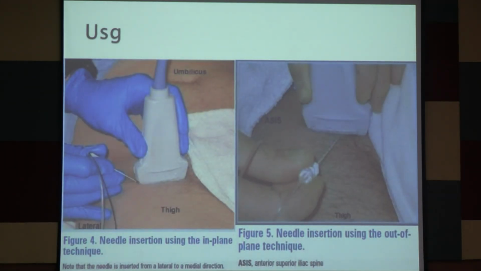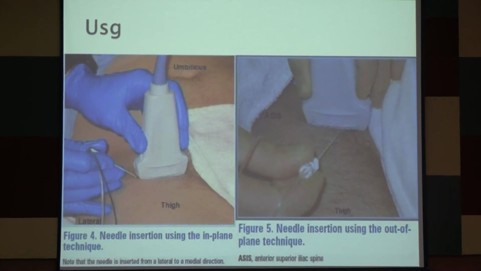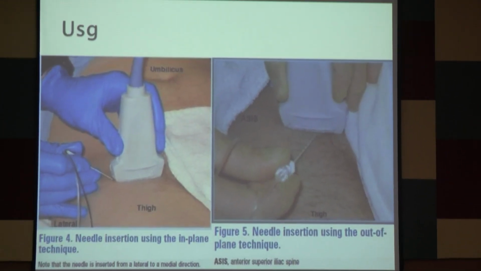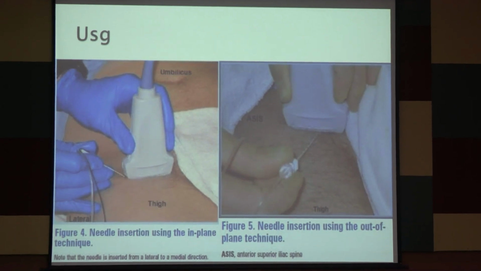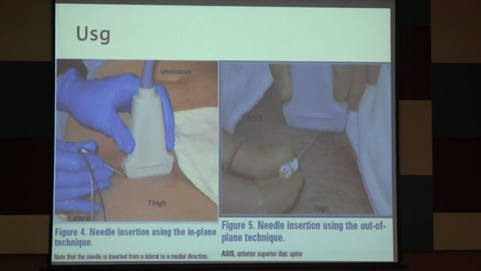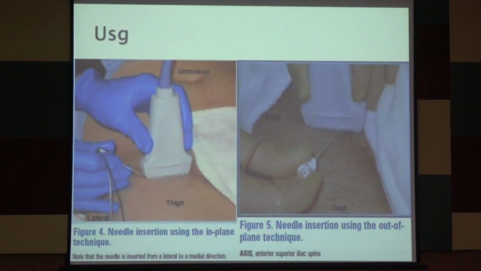This is the USG guided technique which we perform in any nerve block. There are two methods of doing a USG guided technique. One is in plane and another is out of plane, right? In plane means when you are working inside the plane of the longitudinal limb. That is considered as in plane. These two methods are used according to the ease of the anesthetist who is performing. Some are comfortable in doing in plane, some are comfortable in doing out of plane, right?